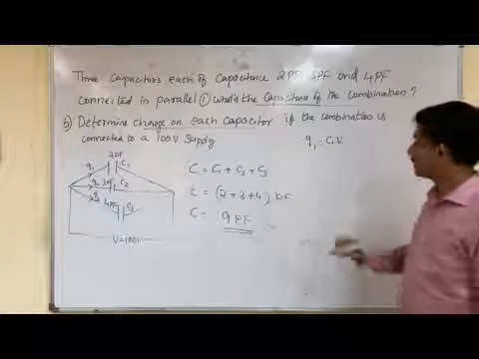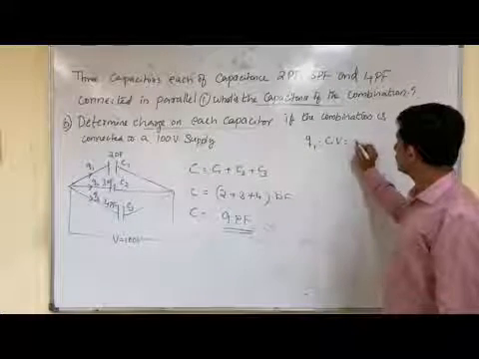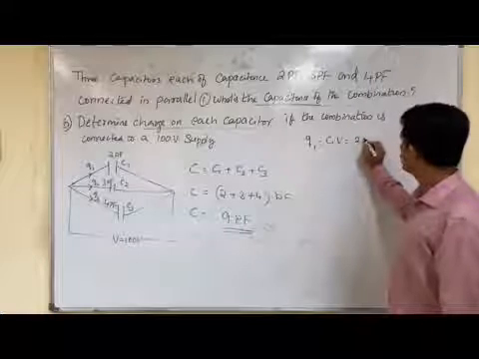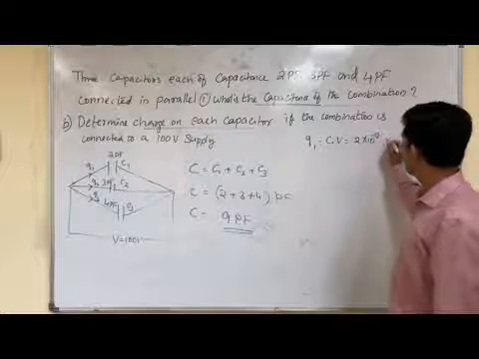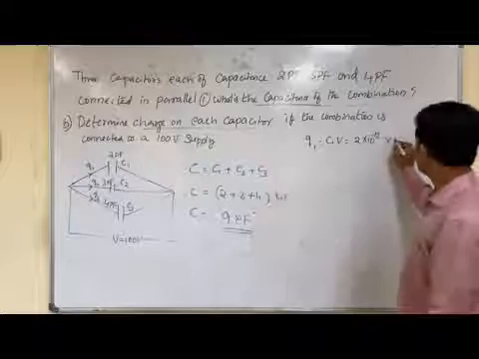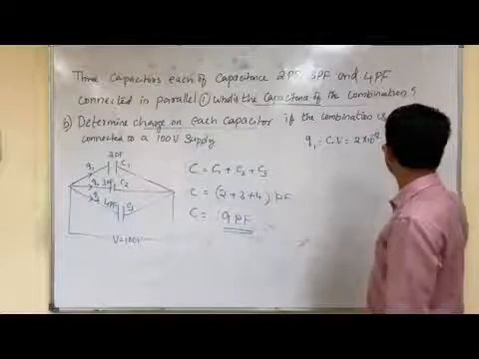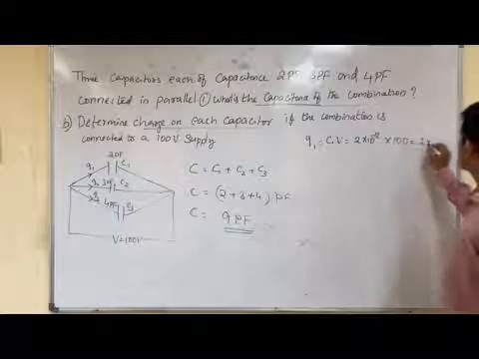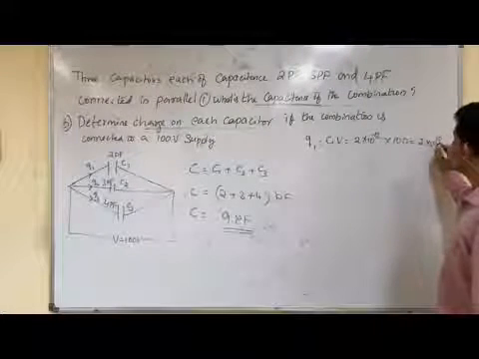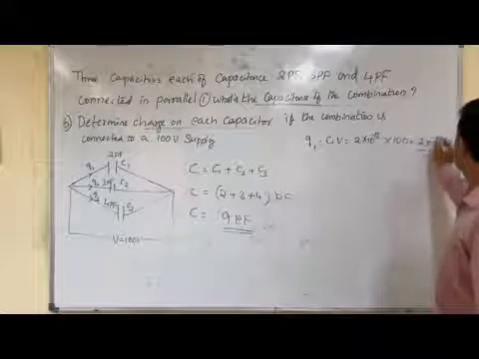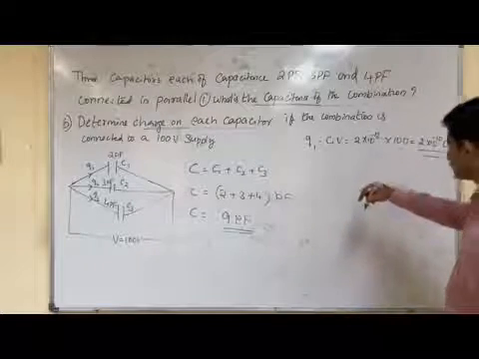We can write the C1 value, we know that it is 2 picofarad, that means 2 into 10 raised to minus 12 into voltage. Voltage is 100. So our answer becomes Q1 is equal to 2 into 10 raised to minus 10 coulomb.